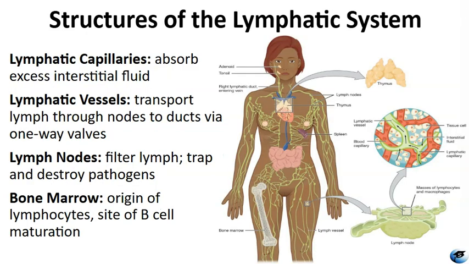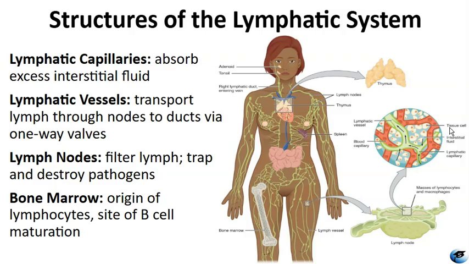So let's take a closer look at the key structures of the lymphatic system and how they function. We start at the lymphatic capillaries. Those are tiny, thin-walled vessels located throughout the body's tissue, and their main job is to absorb excess interstitial fluid. Remember, that's the fluid that surrounds cells, and they bring it into the lymphatic system where it becomes lymph. From there, the lymph flows into larger lymphatic vessels, and these vessels are equipped with one-way valves to keep the lymph from moving backward. It keeps them moving forward even against gravity.